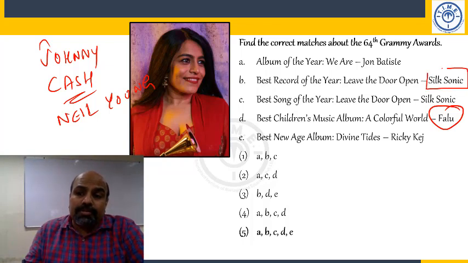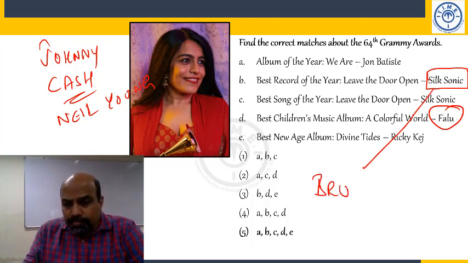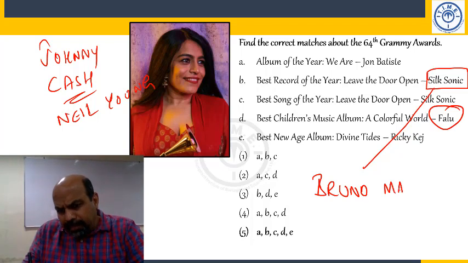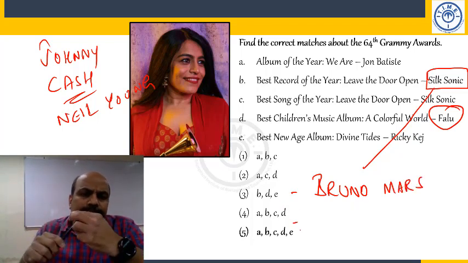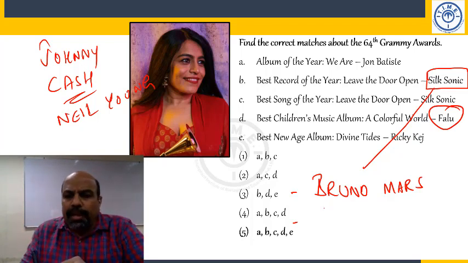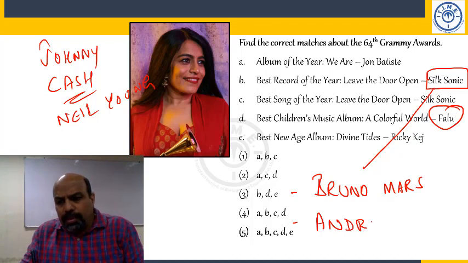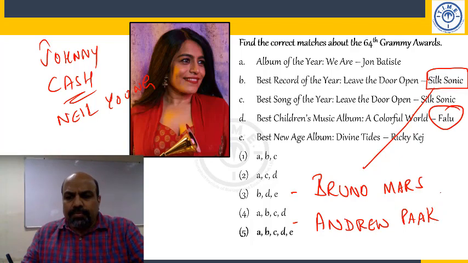I could give you the names of the two guys who make Silk Sonic. Silk Sonic. You could write this. It's a two-member band. One is Bruno Mars. Okay, write this. Bruno Mars. Andrew Park. Okay.